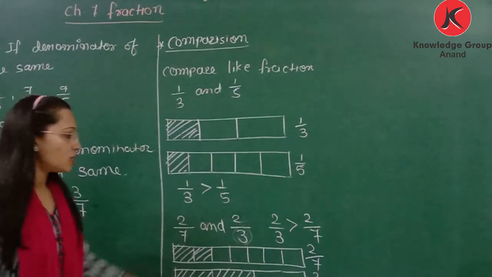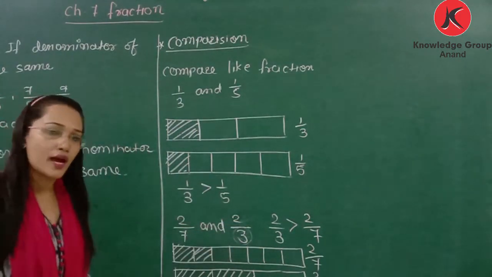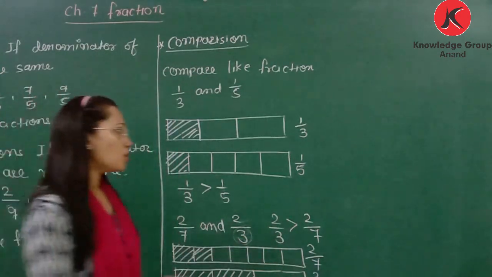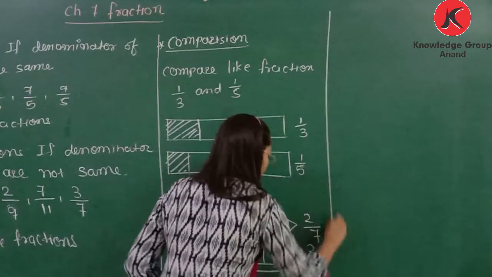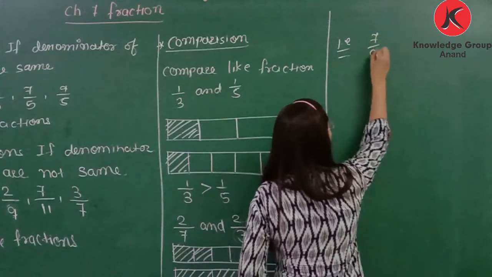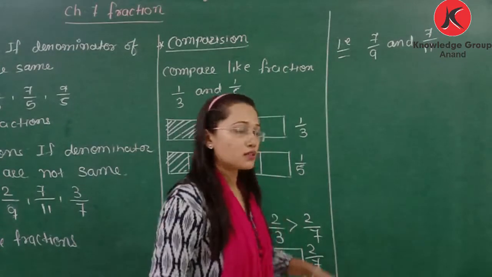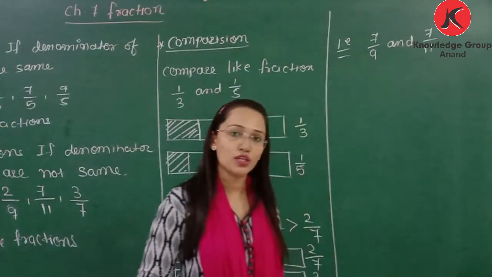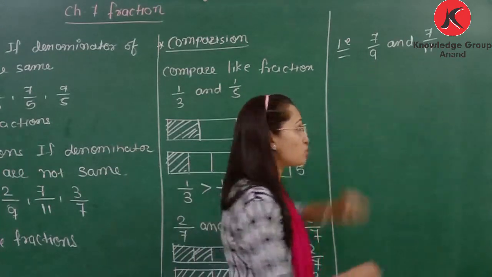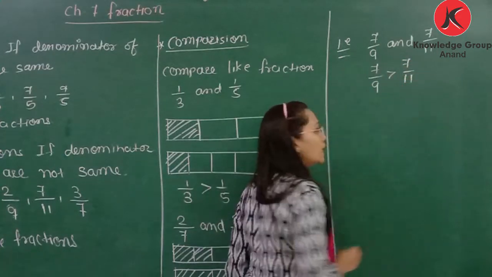So whenever we compare fractions in which the numerator is the same, you need to find the smaller denominator, which becomes the greater fraction. So let's compare the fractions. For example, 7 by 9 and 7 by 11. So here the numerator is the same. So which one will be greater? The one whose denominator is smaller. So 9 is smaller. So we can write 7 by 9 is greater than 7 by 11.